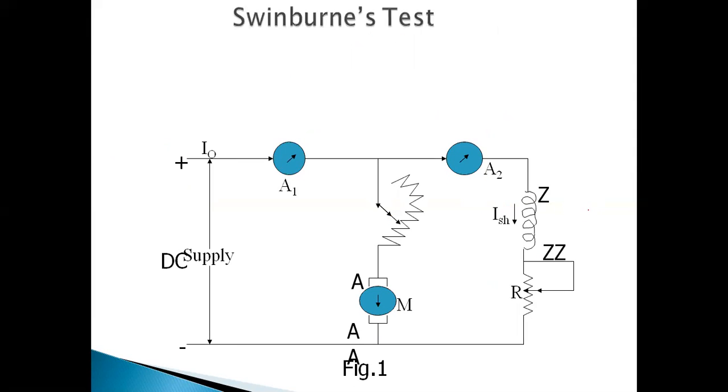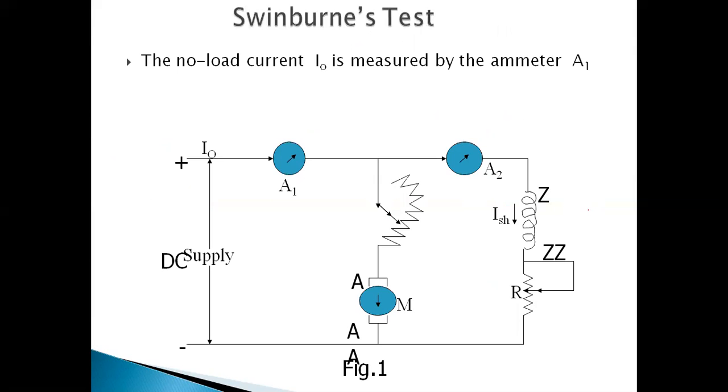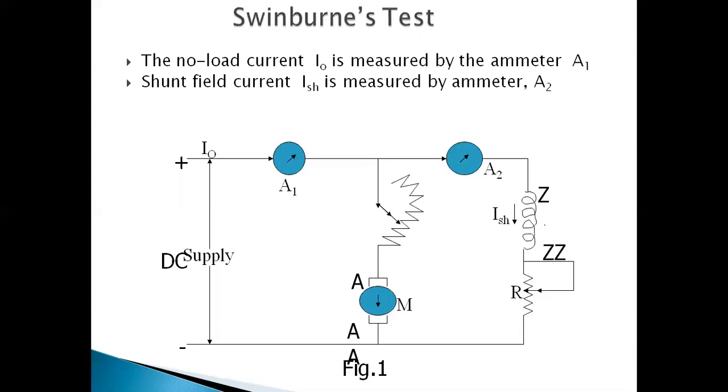In continuation of the previous slide, the no load current I0 is measured by the ammeter A1 and the shunt field current ISH is measured by ammeter A2. The no load armature current is equal to I0 minus ISH, which is equal to IA0, which is flowing through the armature conductors.